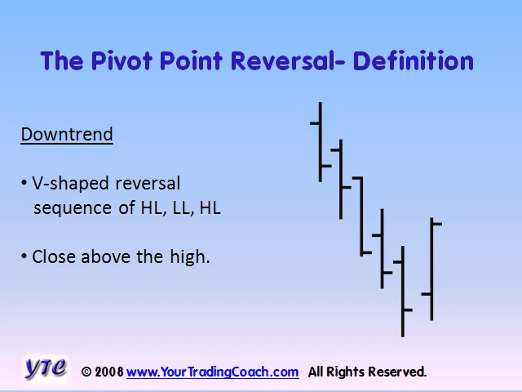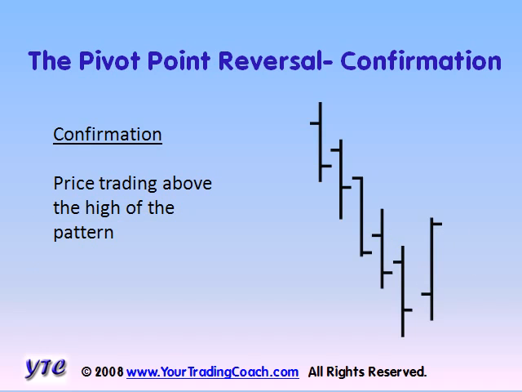The downtrend reversal is just the same but opposite. Price trends downwards, ideally into an area of support. The pivot forms a lower low. The next bar has a higher low, and price closes above the high of the pivot bar. So an easy way to see this is the V-shape reversal sequence. Looking from here, we have the higher low, lower low and higher low, forming a V-shape with a close above the high of the preceding bar. Confirmation is price trading above the high of the pattern at this point here, and the stop loss should be positioned at least below the last bar, or ideally below the whole swing low at this point here.